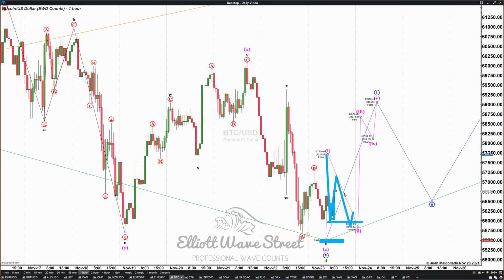It's a bullish setup. All right, traders, so that's the plan on these markets.